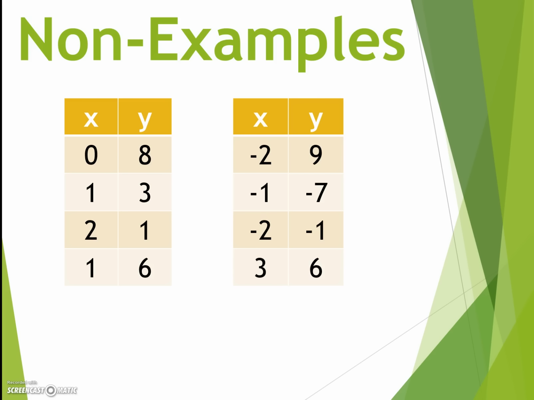So now let's look at some examples that are not functions. If we take a look at the table on the left, you can see that the x values of 1 are repeating. We have 1, 3, and we also have 1, 6. Therefore, that is not a function. And the one on the right, the -2 repeats for -2, 9, and -2, -1. Since the y values are different for that x value, therefore it is not a function.